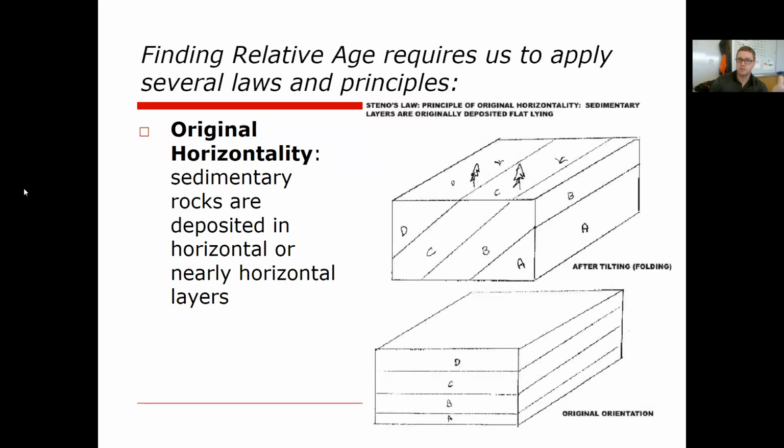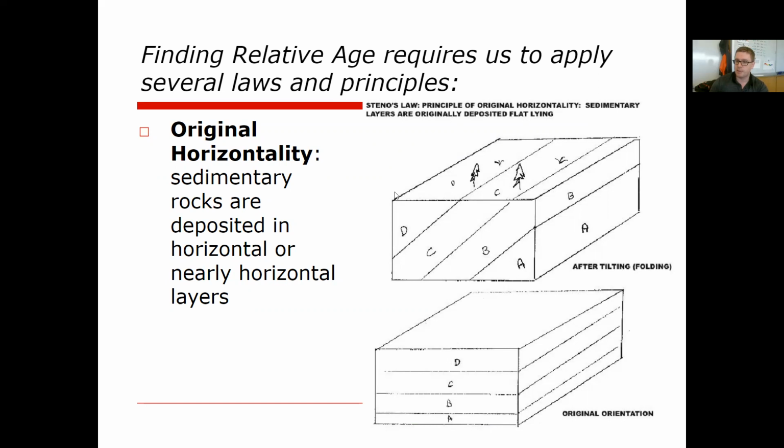The first principle that we need to recognize is called original horizontality. What does that mean? It means that sedimentary rock layers are deposited flat or horizontal. So sedimentary rocks, and we'll learn this when we do geology in January, when they're deposited, they're originally deposited flat, like they are in this second picture on the bottom here. First is letter A, then letter B, letter C, and then letter D, the oldest at the bottom, the youngest at the top. Now, different things could happen to these flat layers after they've been deposited.